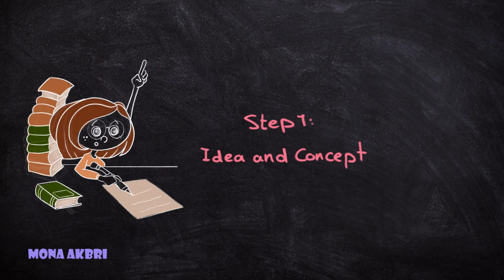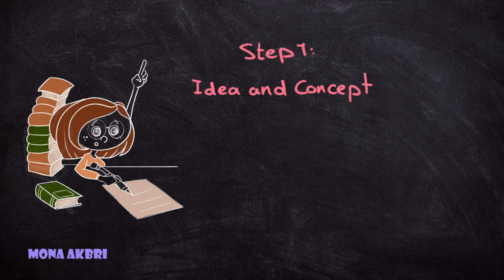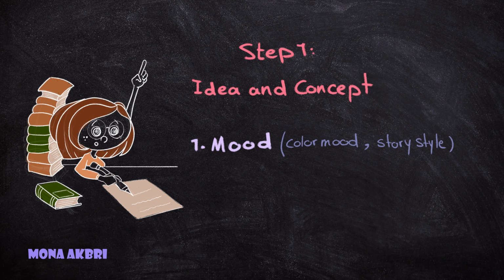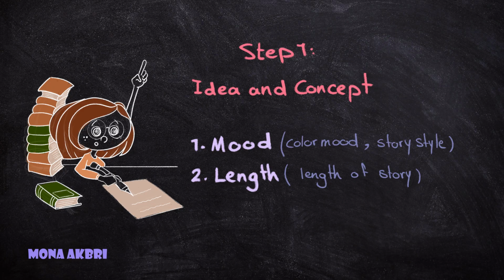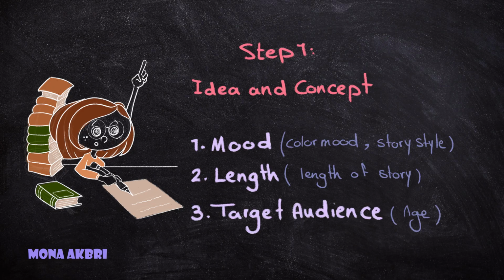Okay, the first step is the idea and concept, which includes the mood of story, including the colors and the face of character styles and all these things. Second one goes to length. Is it about 30 seconds or 1 hour? And the third one is a target audience. Is it for children or is it for people above actually 15 years? We should take all into account and make this script.